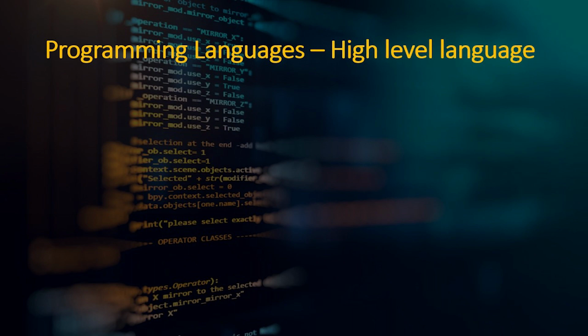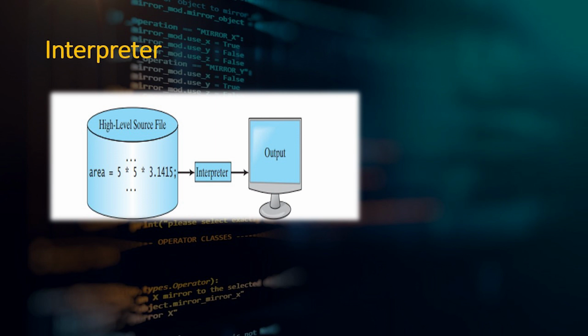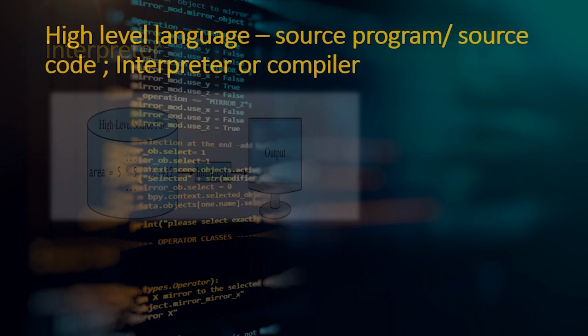The instructions in high-level programming languages are called statements. In the following picture, for example, you can see a high-level language statement that computes the area of a circle with a radius of 5. There are many high-level programming languages, and each was designed for a specific purpose. If you want to learn about high-level programming languages, see my previous video.